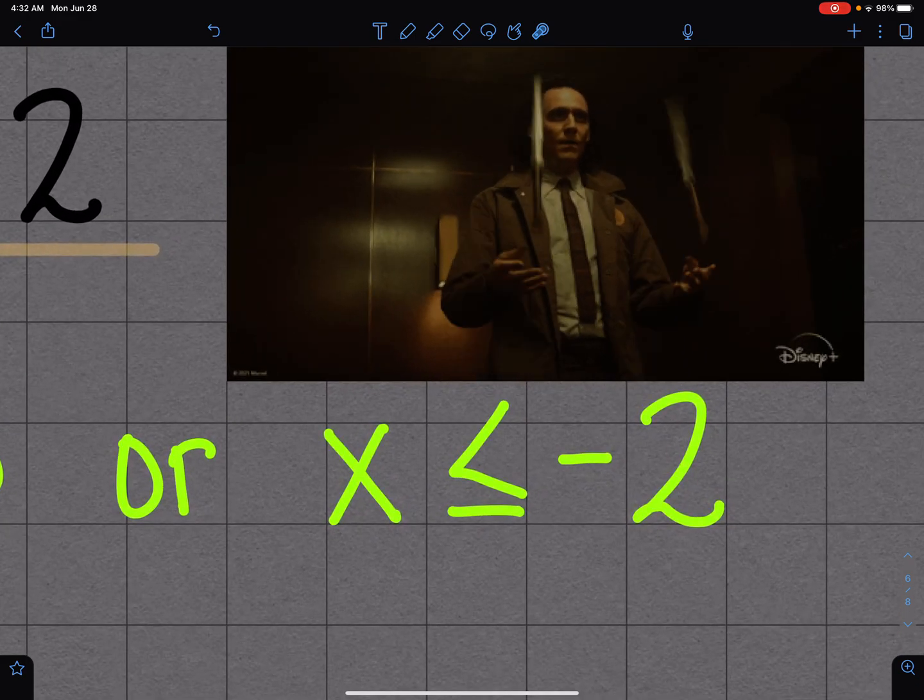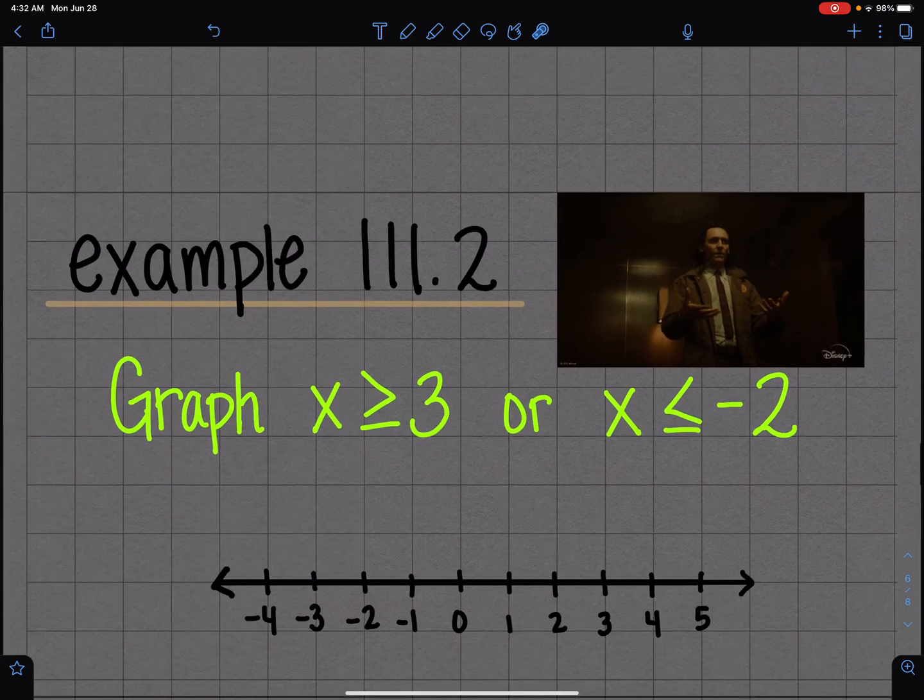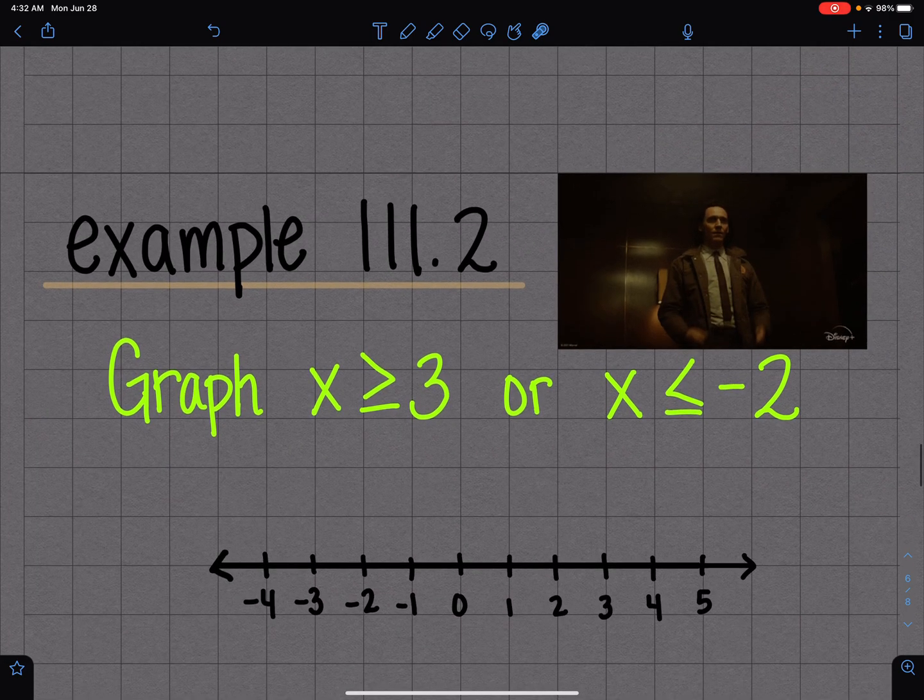Okay, let's go into an example, and I know you are ready for this. He's got two different knives, two different daggers there. You're going to have one or the other, so that's why I put that one.